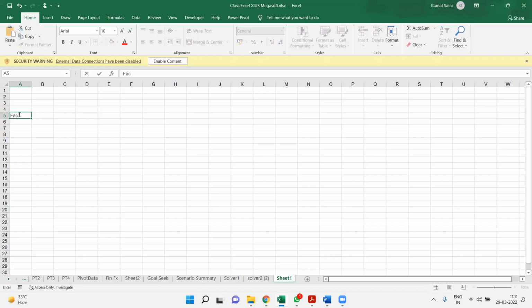So there are certain factors based on which a chart needs to be chosen. It can be comparison. It can be composition, or it can be relationship.